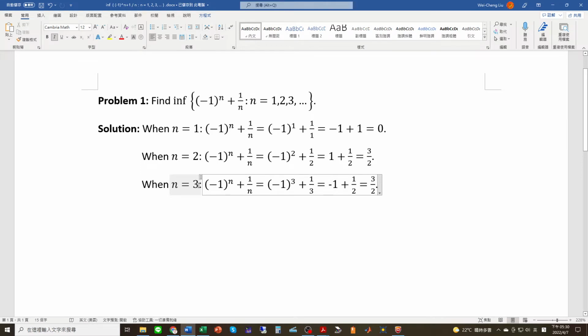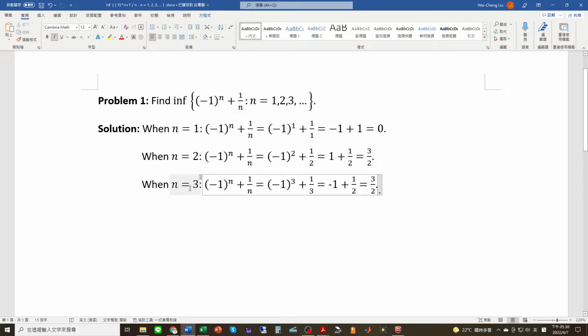Okay, let us continue the third part of today's class. Now we are finding the infimum of this set.